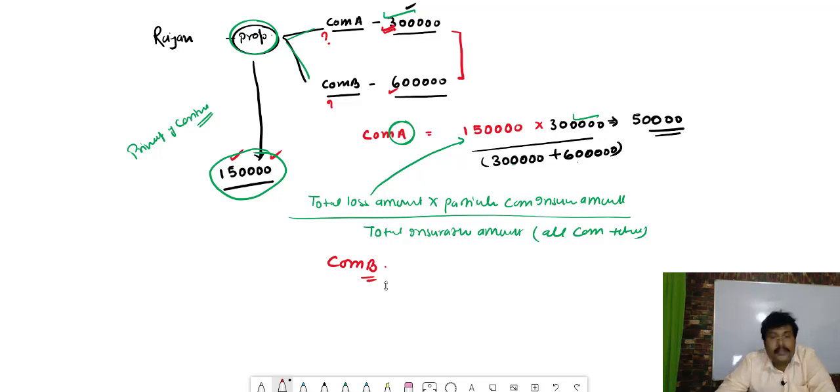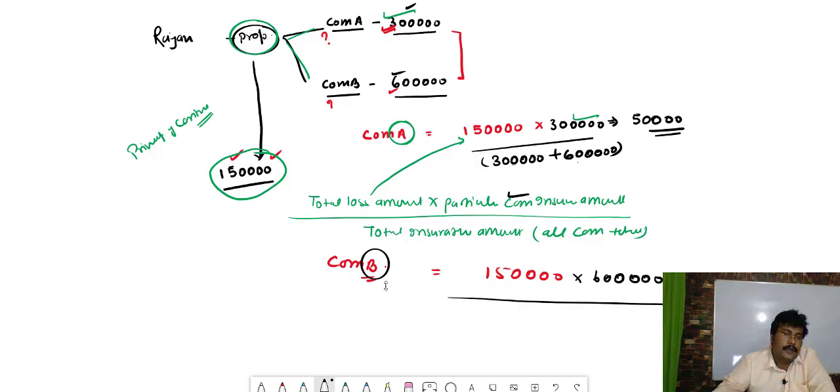How much will company B contribute? So the total loss amount is how much? 1,50,000. Okay. Now the particular company's insurance amount: company B's insurance amount is how much? 6 lakh rupees. So 1,50,000 into 6 lakh divided by the total insurance amount. The total insurance amount is how much? 3 lakh plus 6 lakh. The total is how much? 9 lakh. So 1,50,000 into 6 lakh divided by 9 lakh becomes how much? 1 lakh rupees.